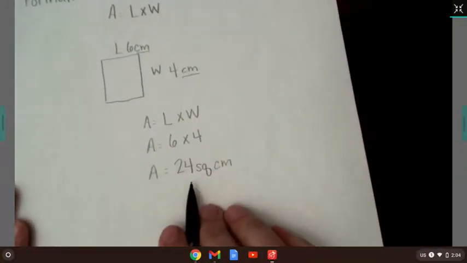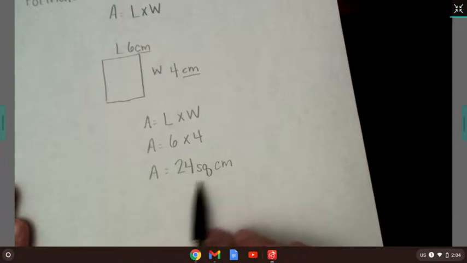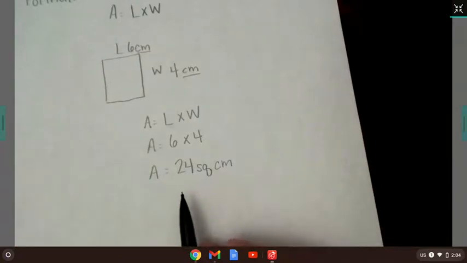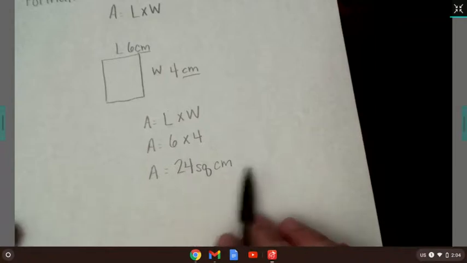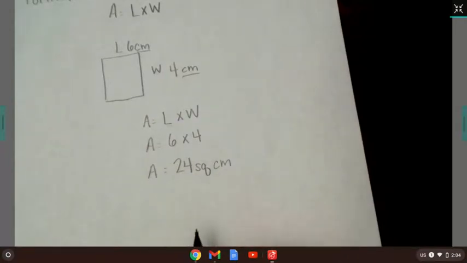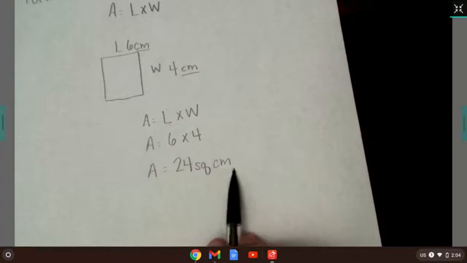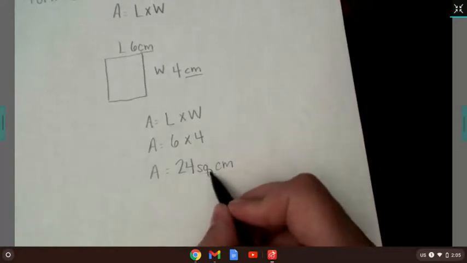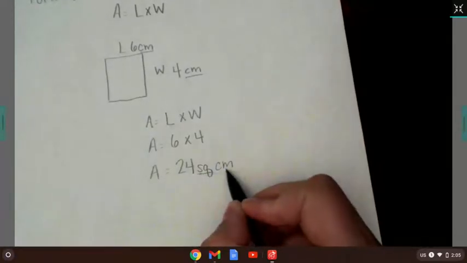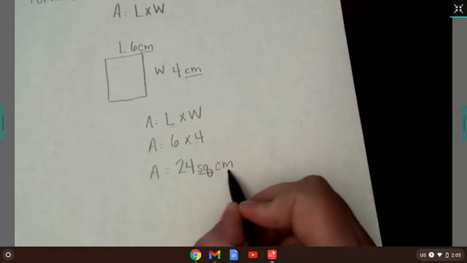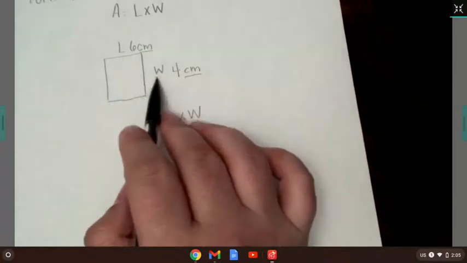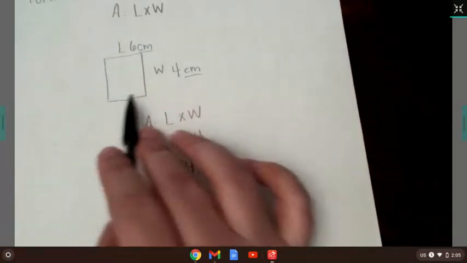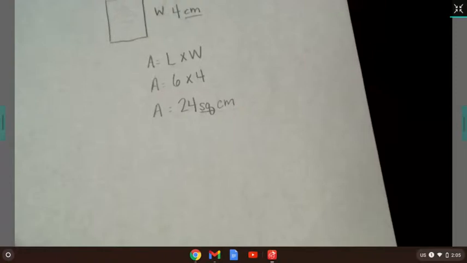I tell my kids every year, don't leave these numbers naked. You're probably giggling, but I'm serious. When you take any test, you can't leave this number naked. You can't just say 24. If we were in class, I would say 24 what? With area, it's always going to be squared. It can be square centimeters, square units, square inches, but it's always squared because we're trying to find the inside of the shape.